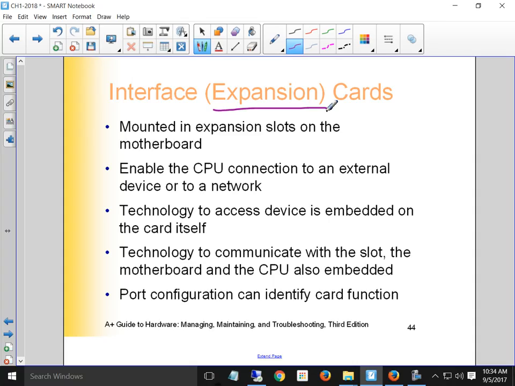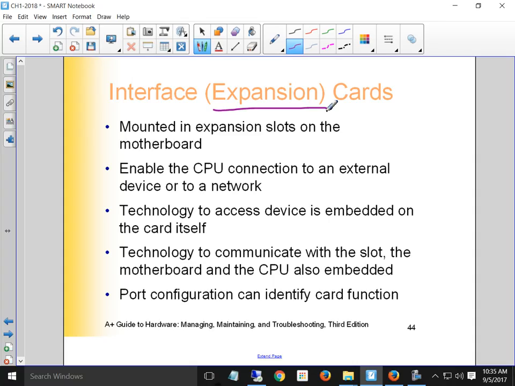Okay, so expansion cards are mounted in the expansion slots in the motherboard, which are all these slots to the left on this picture. There are 1, 2, 3, 4, 5 on this one. This one only has 3. These expand the capabilities of the motherboard with cards that we put into it. All the technology and all the information on how to communicate with the motherboard is embedded on the card. It's part of the card.